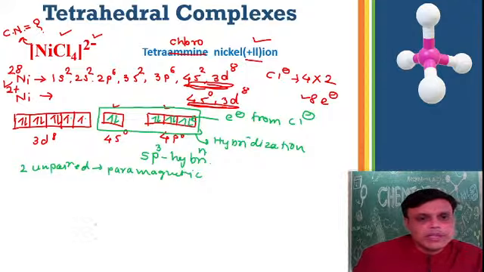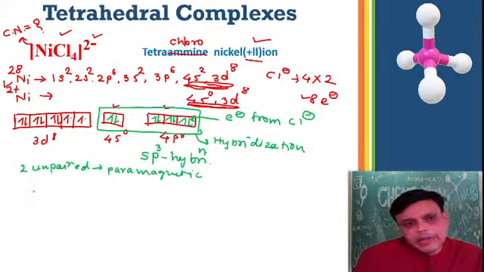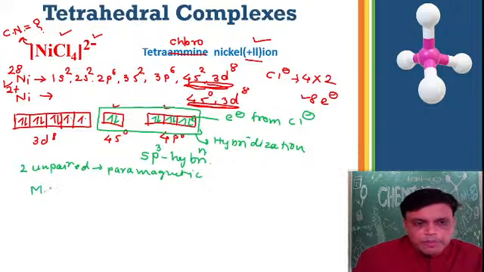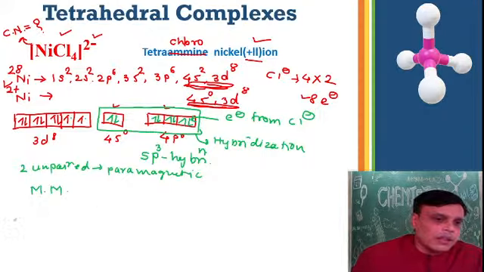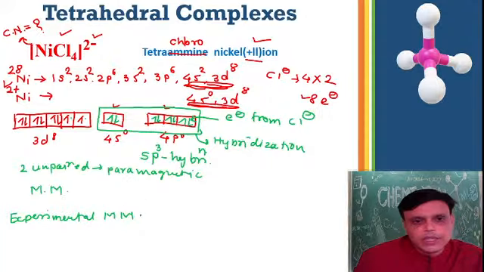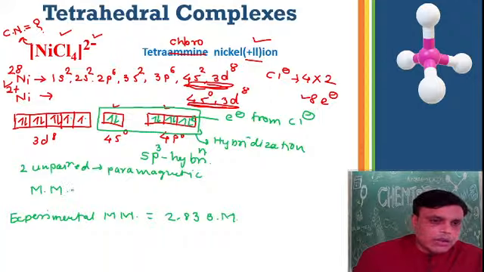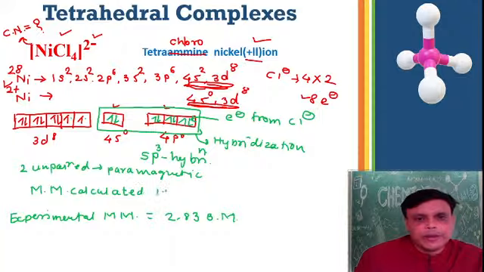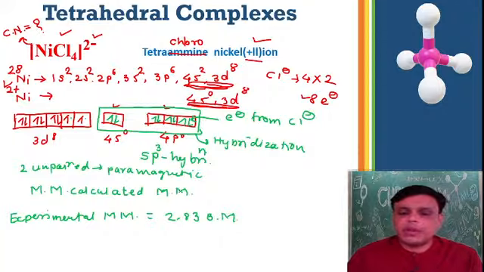So now we will see the magnetic moment of this complex. Now here the experimental magnetic moment of this complex is 2.83 BM, and the calculated magnetic moment or theoretical magnetic moment, that we will calculate now.